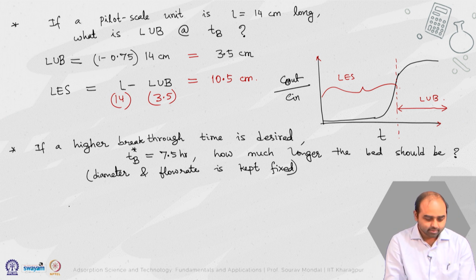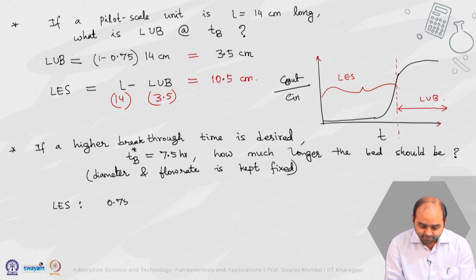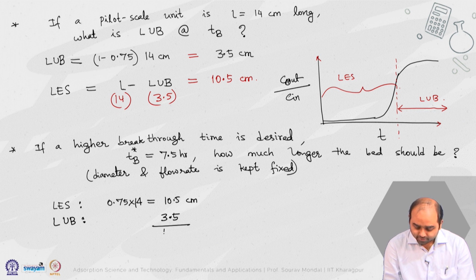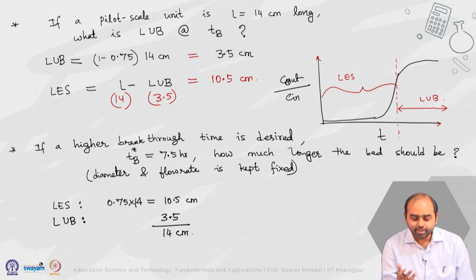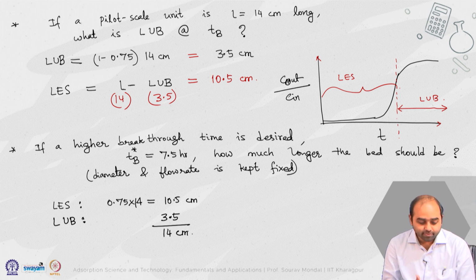So in this case it may be noted that currently we have the LES portion as 75% of 14 centimeter, that is 10.5, and LUB is 3.5, and that makes the total of 14 centimeter. Now we want this breakthrough time to be increased from 3.65 to 7.5. Then how will we calculate that?